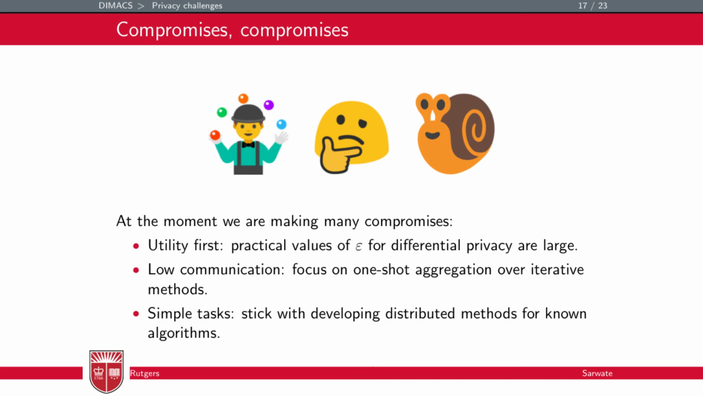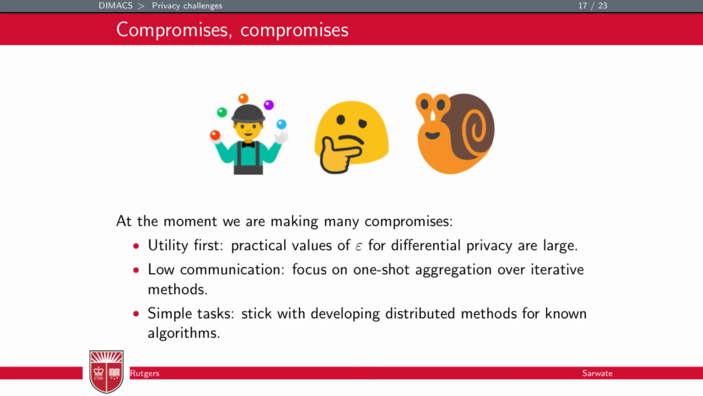So we're making a lot of compromises, is the point I'm trying to make, and we'd like to make fewer compromises. I think that's the research goal. In particular, the first one is that we're making utility first. Make utility great again. Practical values of epsilon for differential privacy are going to be large in this setting, and we'd like to figure out how to get them to be reasonable, like the 1/10 that Adam mentioned.